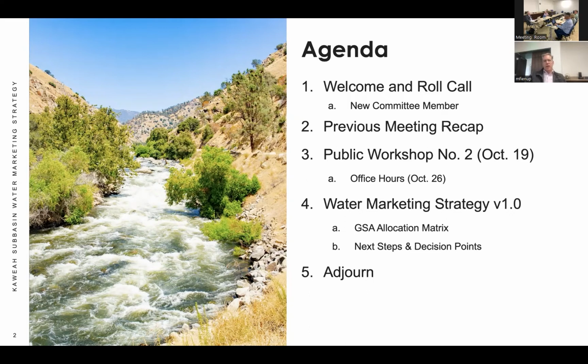And then the big item: Aaron has put together a matrix of the three allocation systems currently being implemented in the GSAs in the Kaweah Subbasin. We want to go through that in detail, maybe even painful detail, to talk about where the allocation system interacts with the water marketing strategy. It will be important to understand those allocation systems and where they're similar, which is in the great majority of items, and the few areas where they're different.